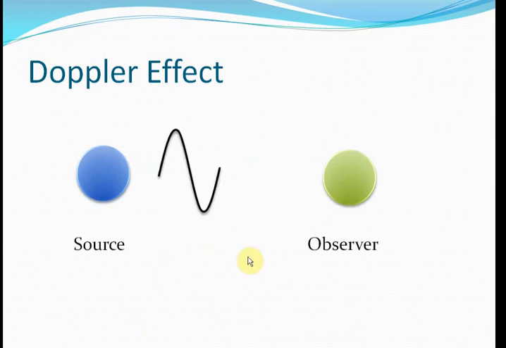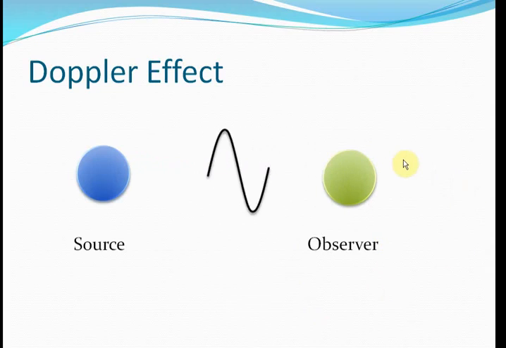So if either the source or observer is moving, then the frequency detected by the observer will be different from the frequency emitted by the source. Practically, we can understand this by visualizing the situation when a truck is approaching us. When the truck is far away, the frequency of the horn that we hear is much different from the frequency of the horn when the truck is right next to us. This is the Doppler effect.